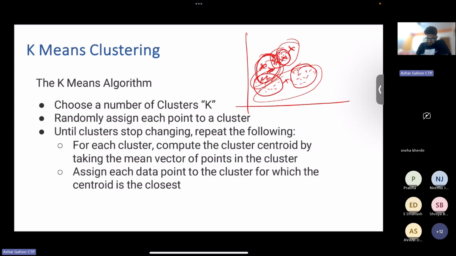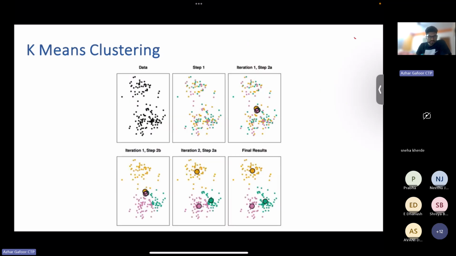So these are the steps. I'll show one example with the steps involved in k-means clustering. So initially this is our data. So in step 1, we'll randomly assign the classes. Then we initialize the point.